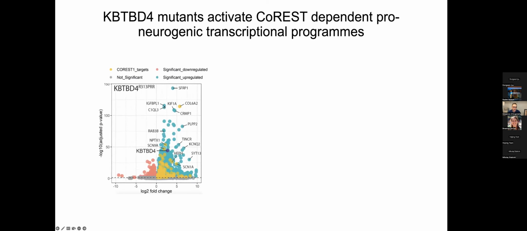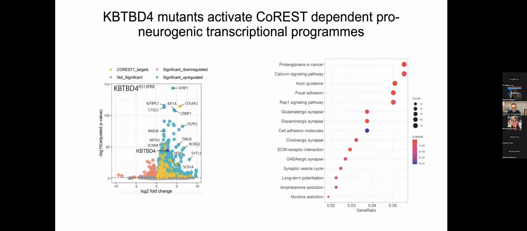Instead, when we express the mutant, the situation was completely different. And this was quite nice to see because, first of all, we observed that most of the genes are transcriptionally activated and not repressed, which means that there is an effect on a transcriptional repressor and not on a transcriptional activator. And second, we could observe a number of CoREST targets. This was very nice. It confirmed our hypothesis.